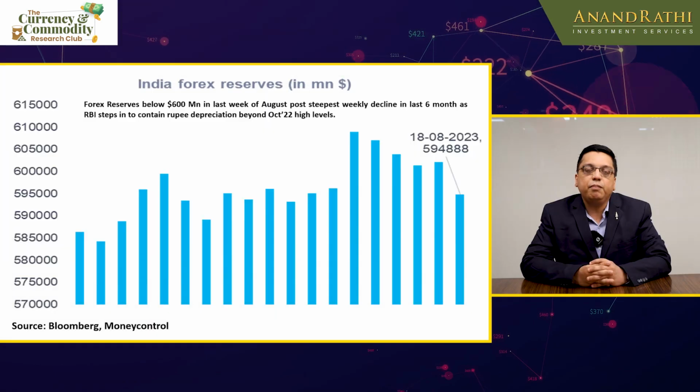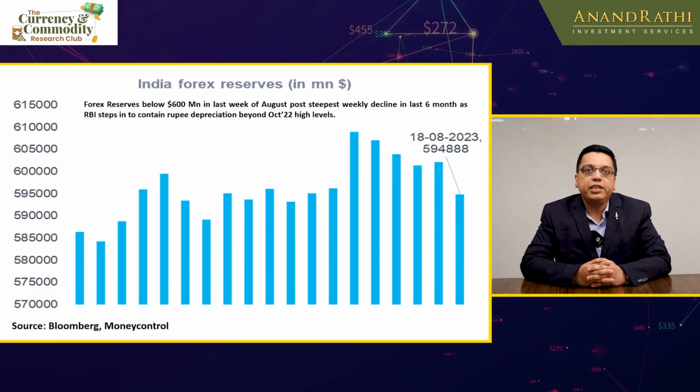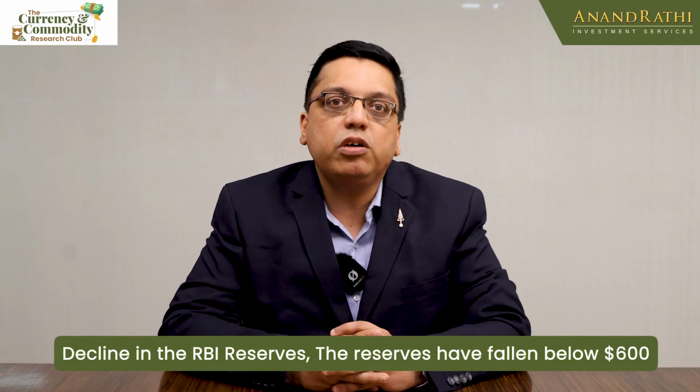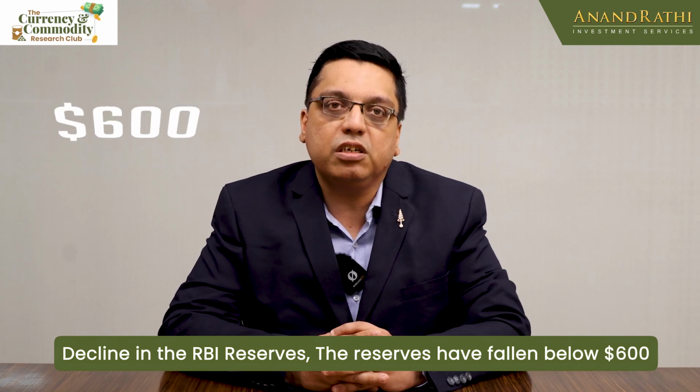The rupee hit a high of 83.17, which was a new 2023 high, in the last month, where the RBI has been managing the volatility and selling dollars aggressively, and that has led to a decline in the RBI reserves also. In the last week, the reserves have fallen below $600 million, because of some intervention as well as the change in the value of the currency assets.